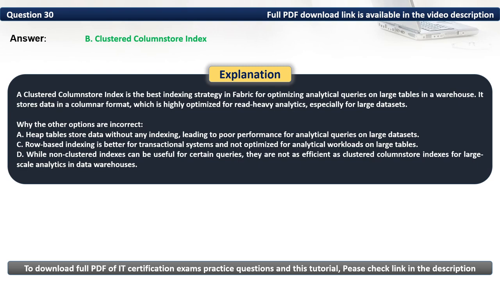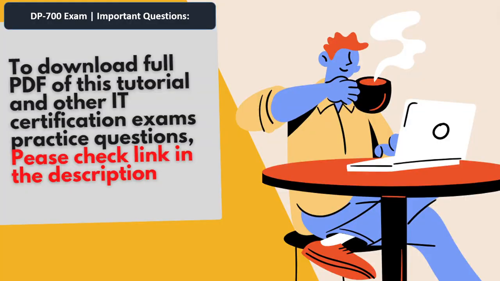Clustered column store index is the best indexing strategy in Fabric for optimizing analytical queries on large tables in a warehouse. It stores data in a columnar format, which is highly optimized for read-heavy analytics, especially for large datasets. These were all the questions for this video.